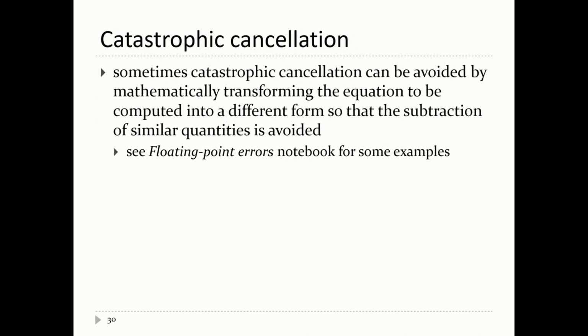Now, every once in a while, you'll be computing some quantity using a formula, and it turns out that you can manipulate that formula to remove the catastrophic cancellation. I'm actually not going to do any examples of that in the course. If you want to look at the floating point notebook, though, there are examples of when you can do this. In the notebooks, you can try out these equations and see what happens when you use the original equation versus the transformed equation.